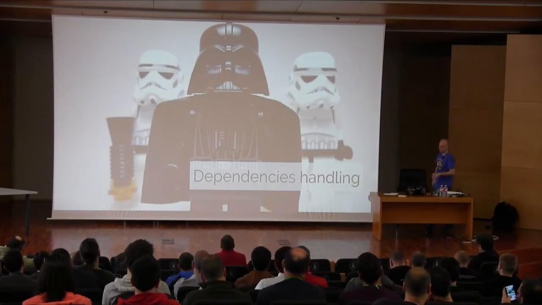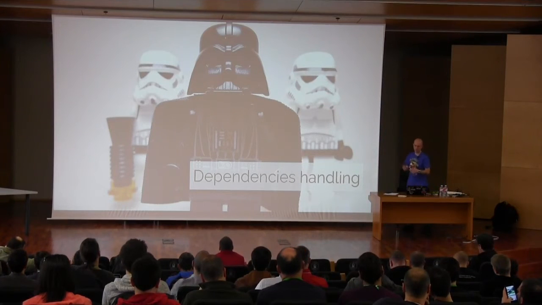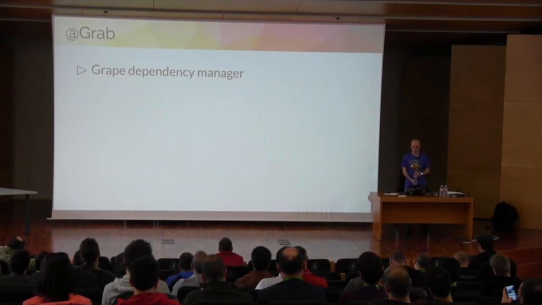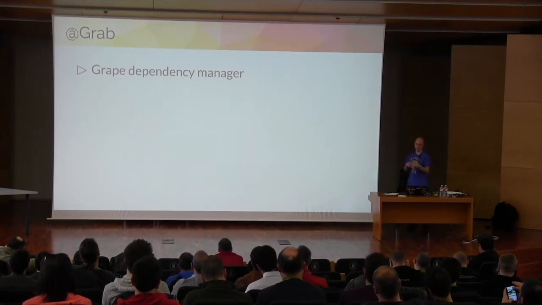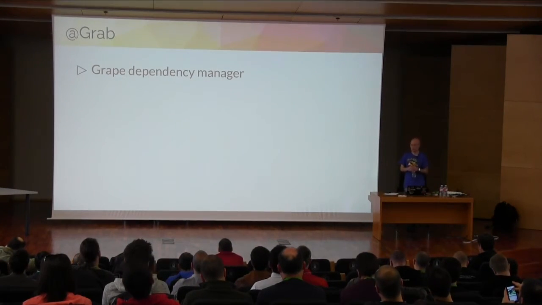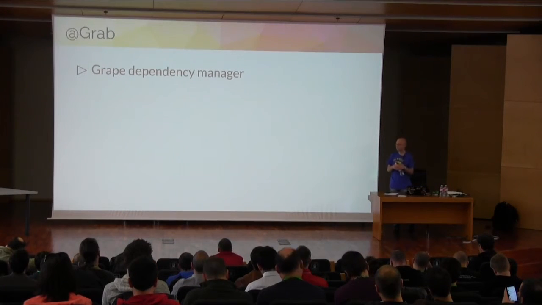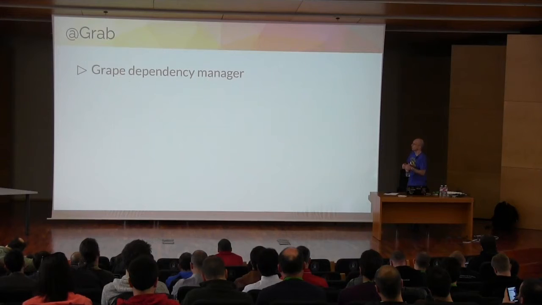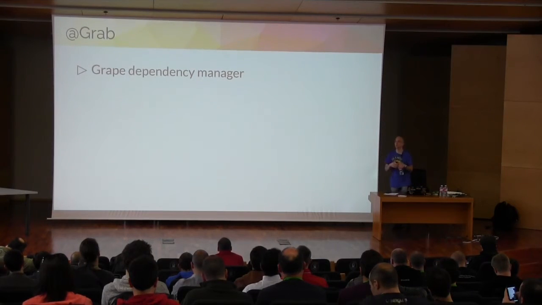So in this category, you have annotations to manage dependencies using Grape. Grape is a dependency manager embedded into Groovy, and with Grape, you can quickly add some Maven dependencies into the classpath and just execute the code. For example, you can use this when you create a script.